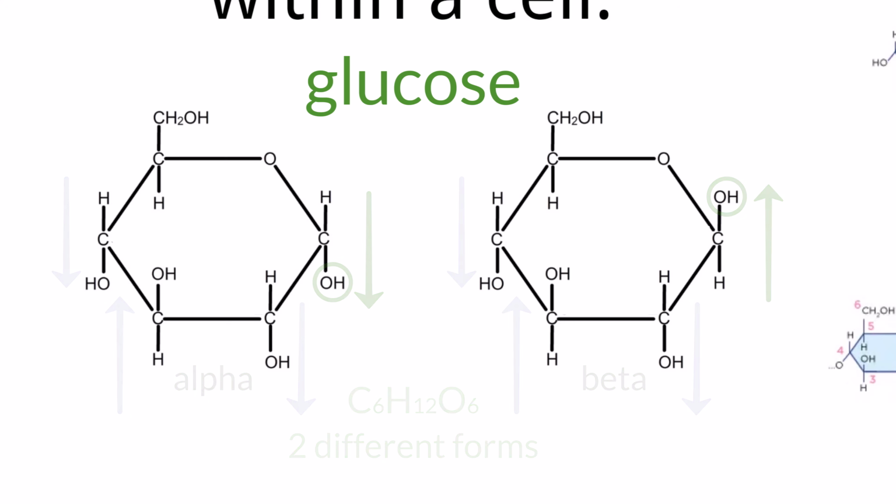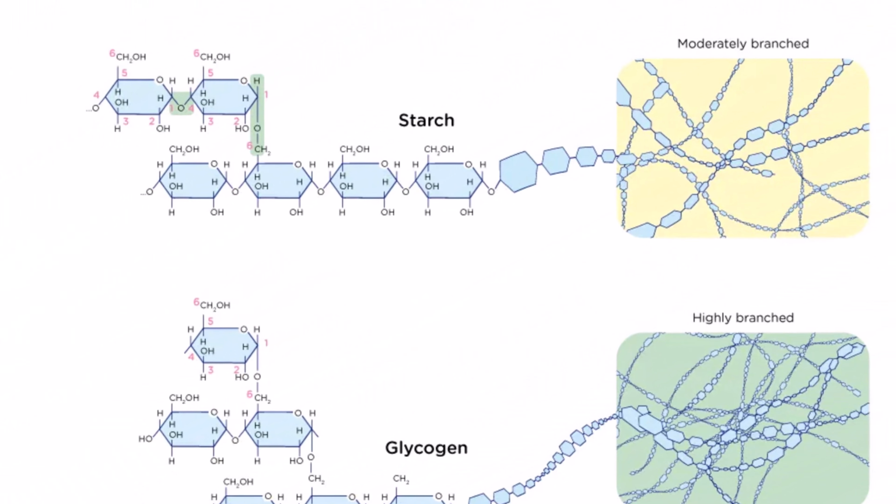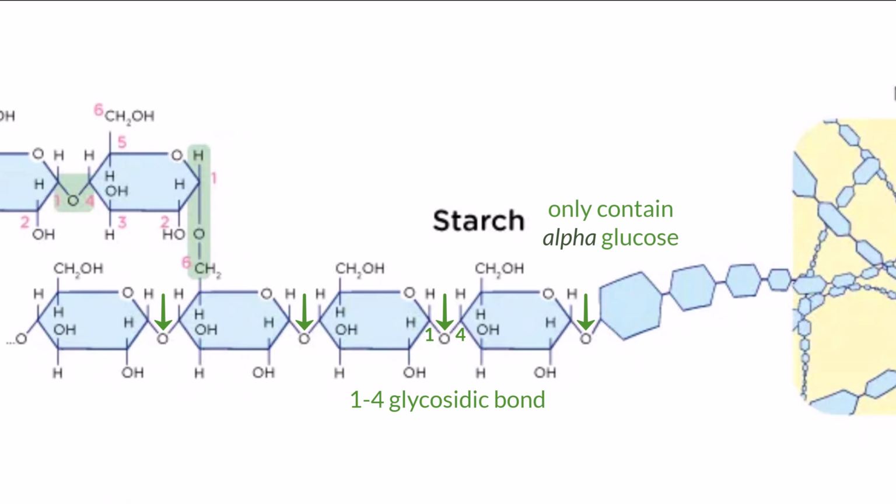Let's take a look back at our larger polysaccharides to see why these structural components are important. Starting with starch, we can see that the chain of glucose molecules contains glycosidic bonds that connect carbon 1 of one molecule to carbon 4 of another molecule. We call this a 1,4 glycosidic bond. If you look closely, you can see that all of the oxygen atoms on the 1 and 4 bonds are pointed down, and all glucose molecules are oriented this way. This tells us that starch molecules only contain alpha glucose, which is very important to remember. Only alpha glucose, not beta glucose.